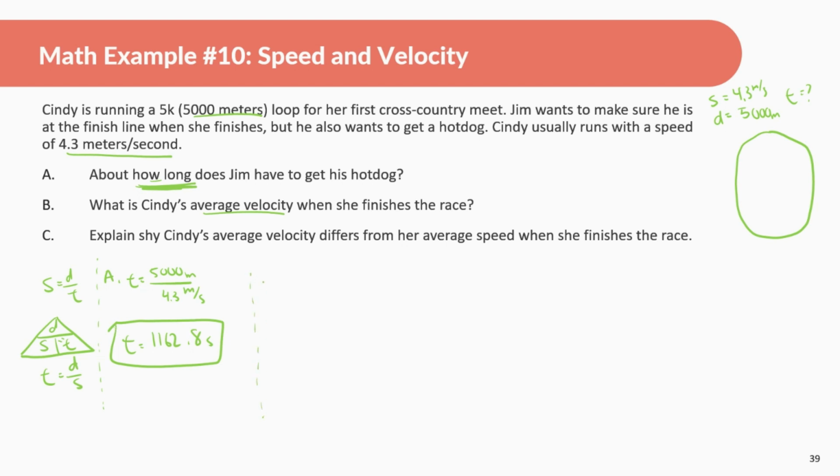Next question here is, what is Cindy's average velocity when she finishes the race? So remember, velocity is equal to the displacement divided by the time. However, we know what the distance is, 5,000 meters. But if Cindy does a loop, let's say she starts from here and then she goes all the way around, what happens is she started and ended at the exact same place, meaning her displacement is 0, meaning her velocity is equal to 0. Okay, so we have 0 for part B.